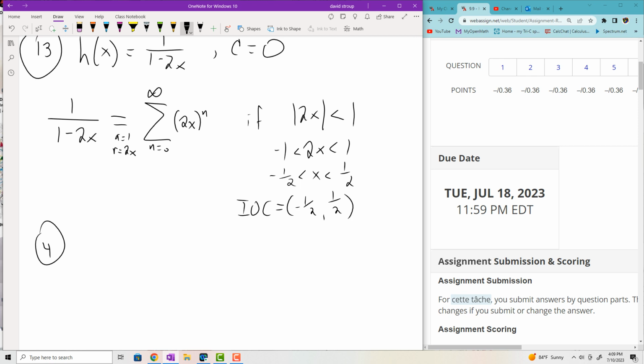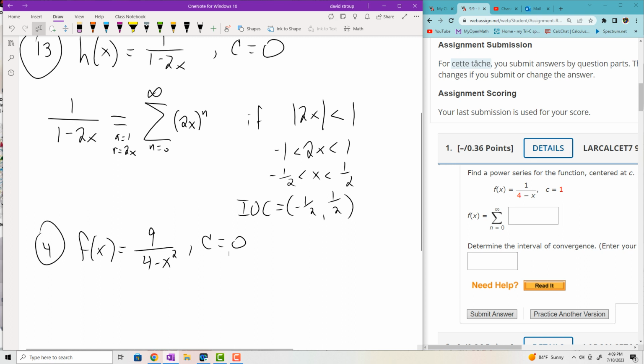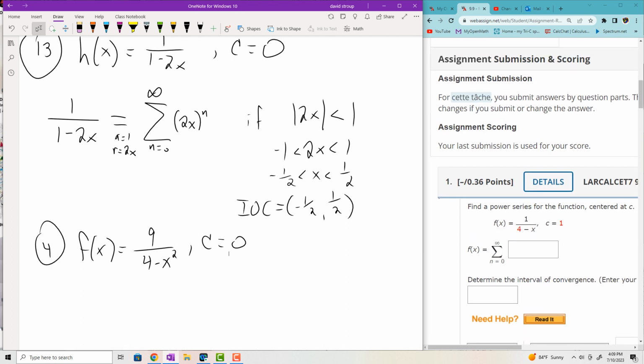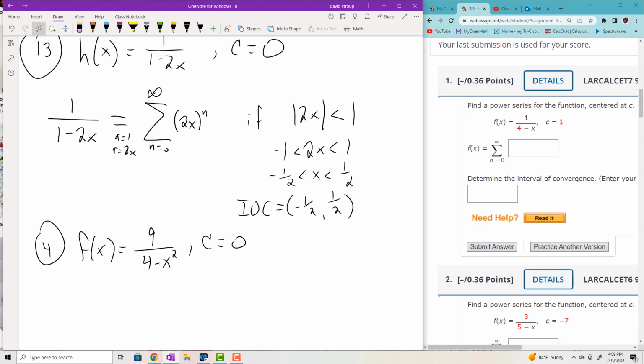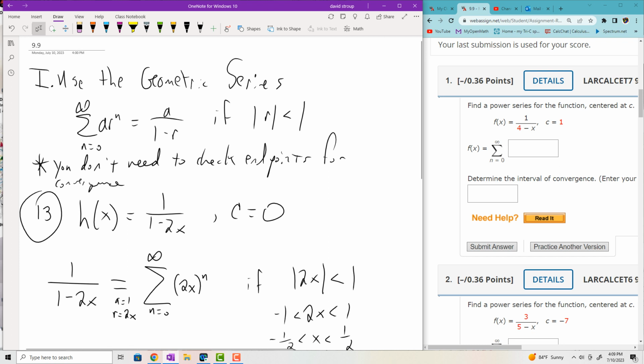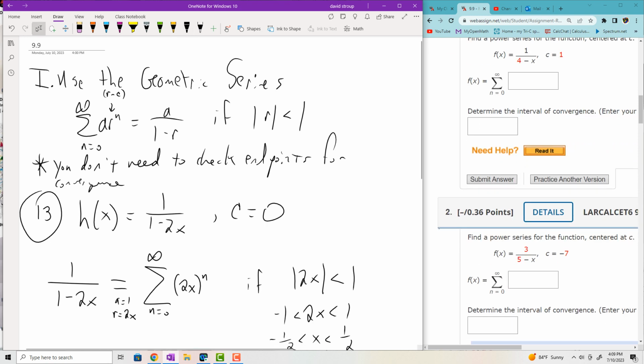Okay, let's look at another one. It's problem 4. f of x equals 9 all over 4 minus x squared, and the center is 0. It seems like the centers in the first problems are harder, they're kind of out of order. Number 1 has a shifted center, but right now the center is just 0. If you have a shifted center, basically what you're going to do is replace this r thing with an r minus c type deal.